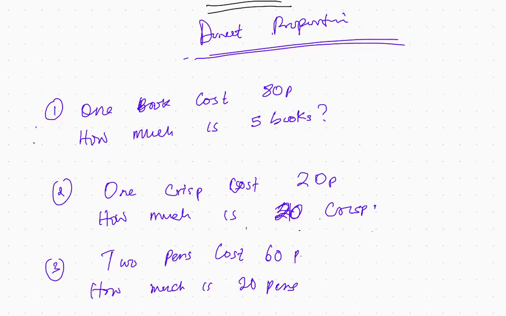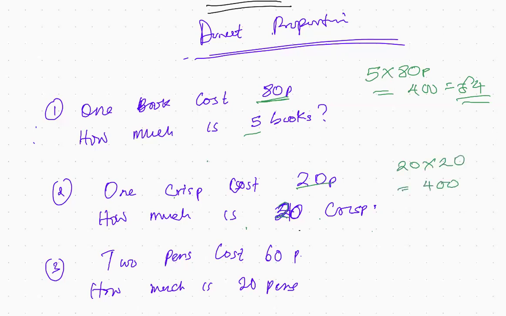So this is different pens, and it's going to be 5 times ATP. That gives you 400p, which is £4. So one clip costs this. What about 20 clips? 20 times 20 gives you 400 again, which is £4. The last one, 2 pence costs 60. 20 will cost what? Times 10, 600. That gives us £6.